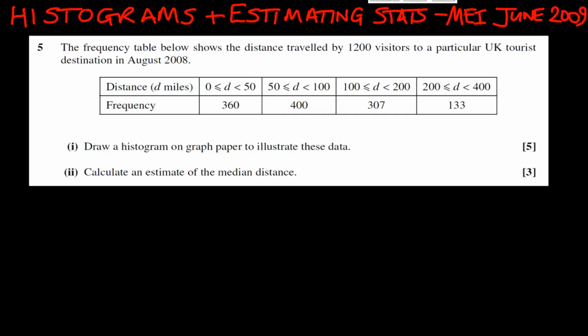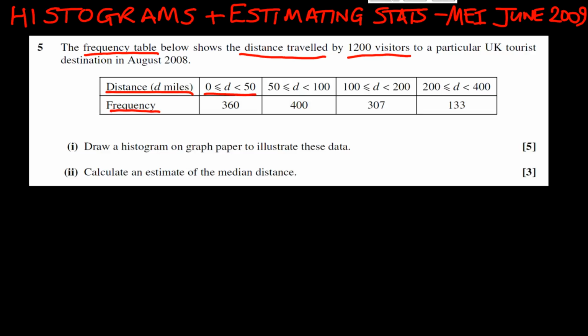Part 1. The frequency table below shows the distance travelled by 1,200 visitors to a particular tourist destination in the UK. So what have they done for us? They've given us a table here with the distance in miles, D. It's split into classes here, so ranges of distance travelled. So here the distance is between 0 and 50. The next one's between 50 and 100, etc. They've then given us the frequency.